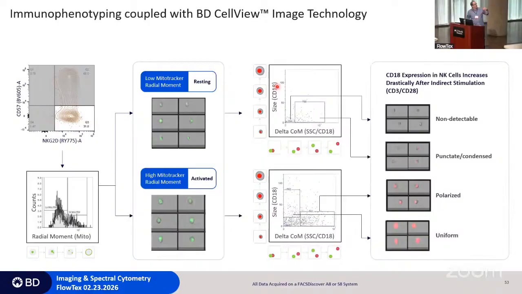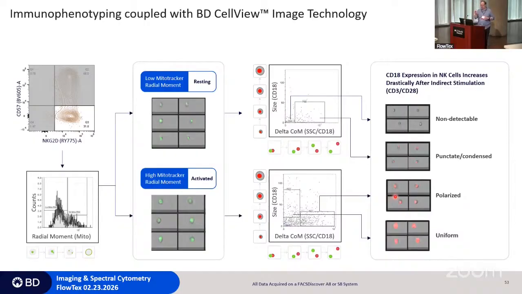So then what I looked at is that same plot. I've got delta center of mass between side scatter, in this case CD18, and on the y-axis I've got size. What I found was that there were very clear differences in the way these plots looked, and those corresponded to basically 4 different phenotypes: non-detectable CD18 expression and very punctate, condensed expression, and those existed in the unactivated cells, and then once they started to activate, you got the more polarized and then the uniform expression.